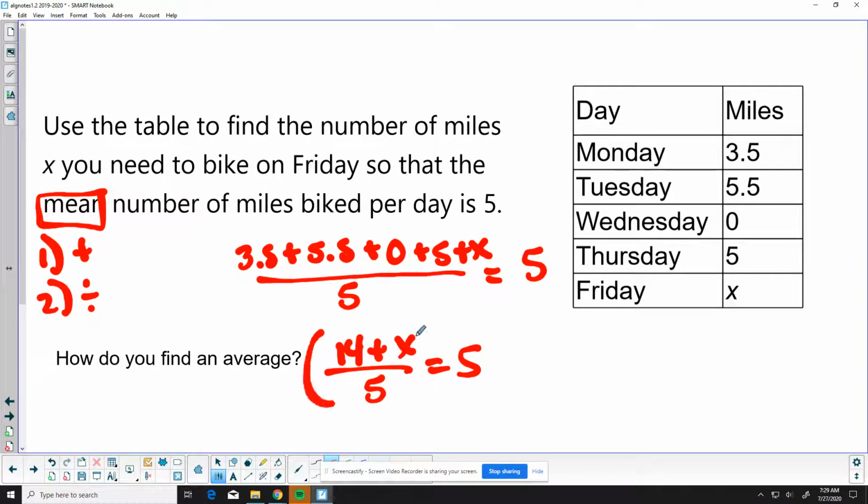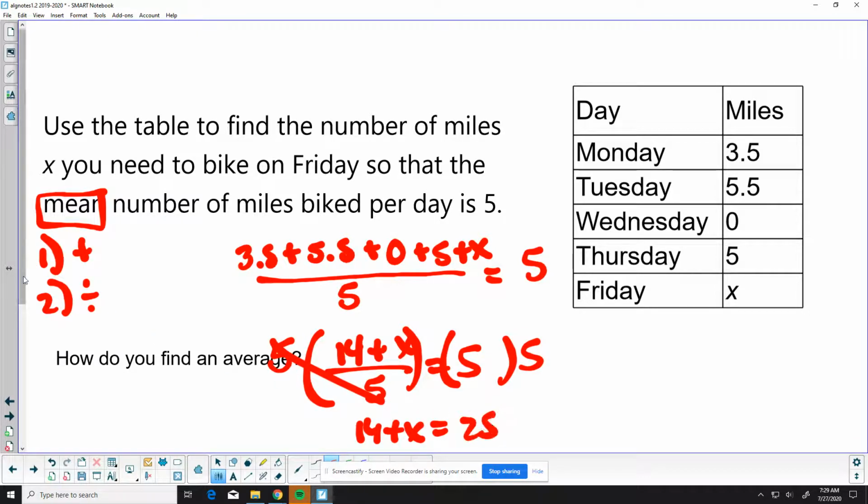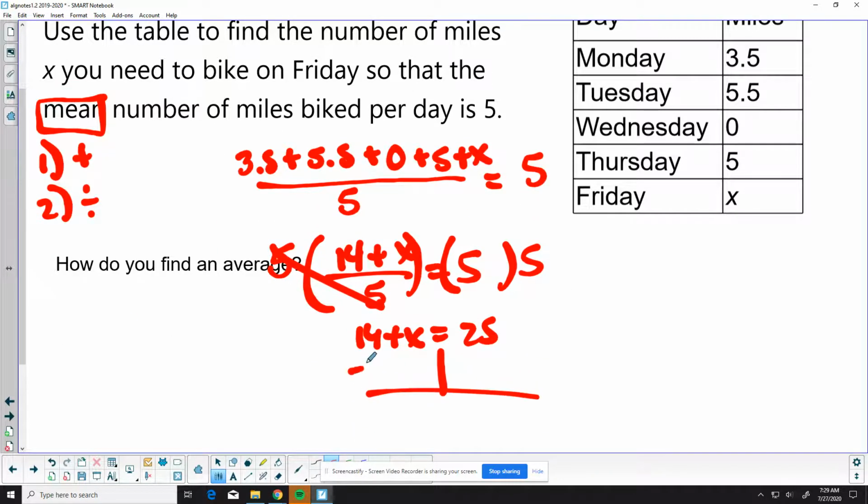And then I'll multiply both sides by 5 to get rid of that fraction. And then I'm going to subtract 14 on both sides. So x looks like it's 11. And I hope that makes sense to you. If I was going to find the average, I would add them up and divide by how many. I did that. I added them up and divided by how many, but I already knew what I wanted the answer to be, which is why I multiplied both sides by 5 to get rid of this 5 so that it wasn't a fraction anymore.